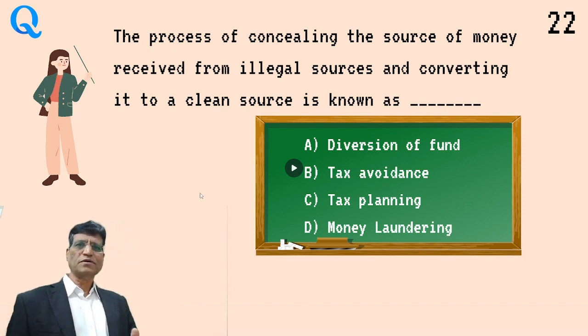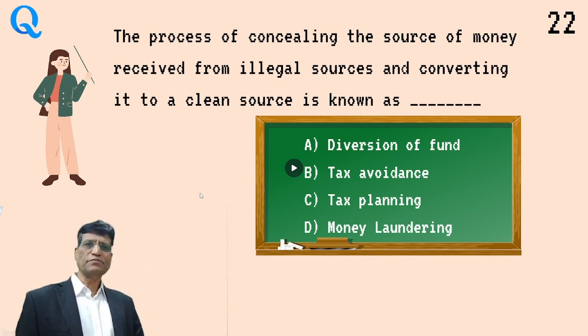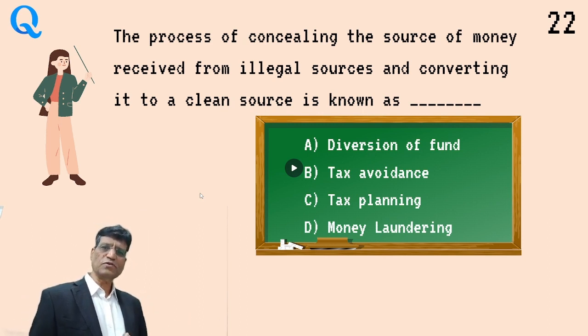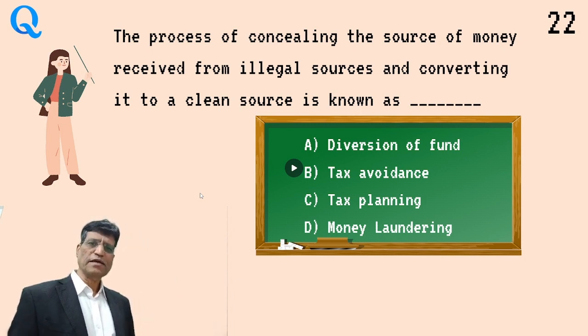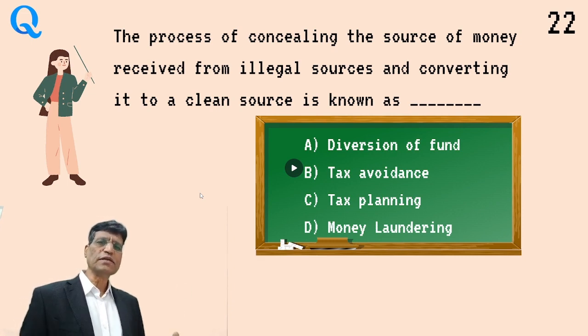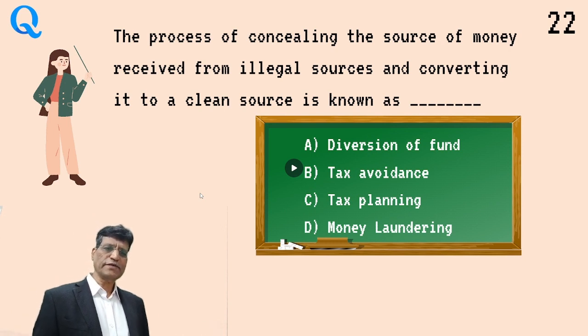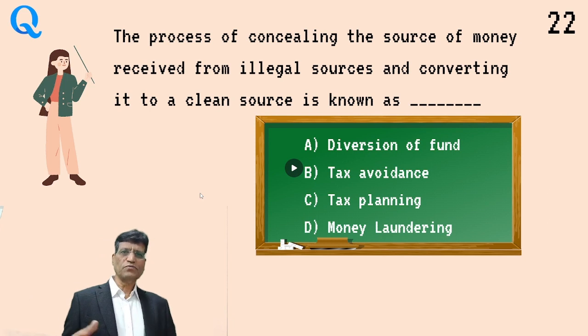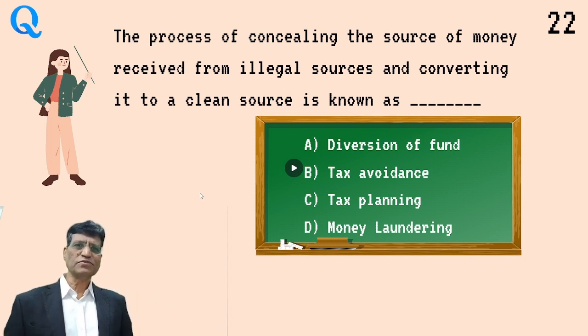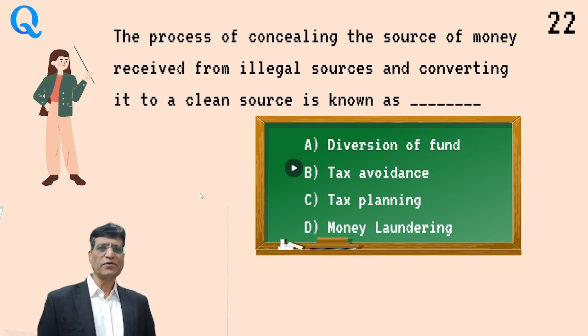Again, another question. We saw the definition, and now we are seeing the process of concealing the source of money received from illegal sources and converting it to a clean source. Is it known as diversion of fund, tax avoidance, tax planning, or money laundering? In one of the questions we saw about this particular aspect of unusable cash deposits and withdrawal.